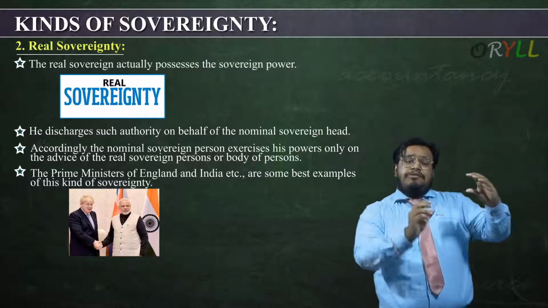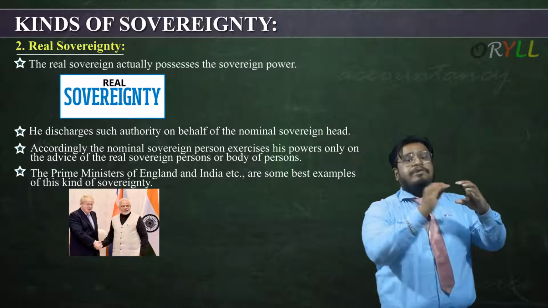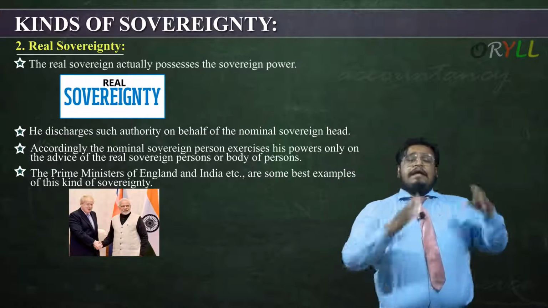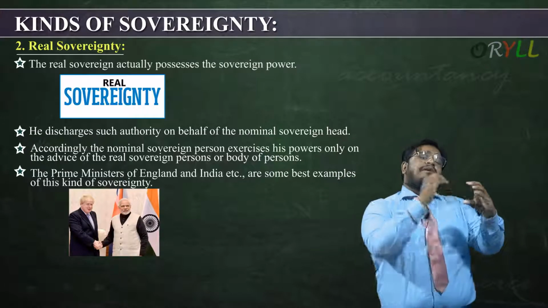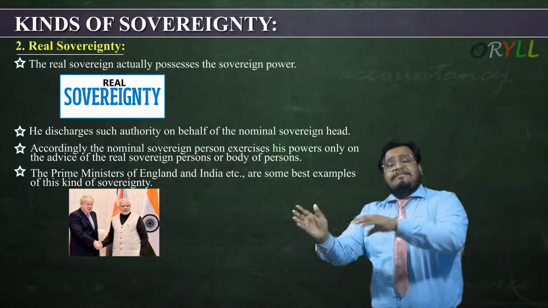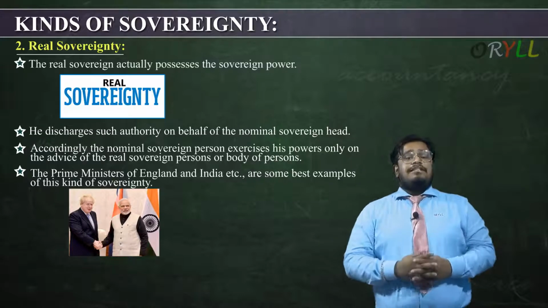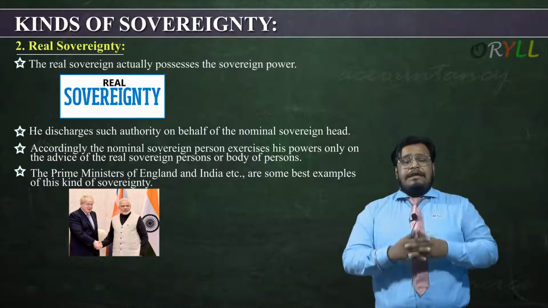That means the Queen of England is a nominal sovereign who gives the real power, the real sovereignty, to the Prime Minister of England. The President of India is a nominal sovereign who gives the powers of application to the Prime Minister of India, that is Narendra Modi. So this is about real sovereignty.